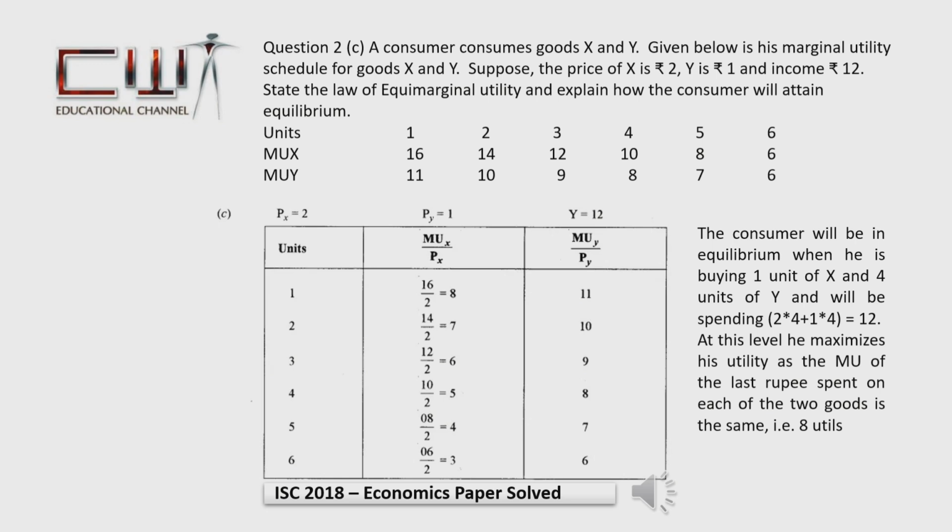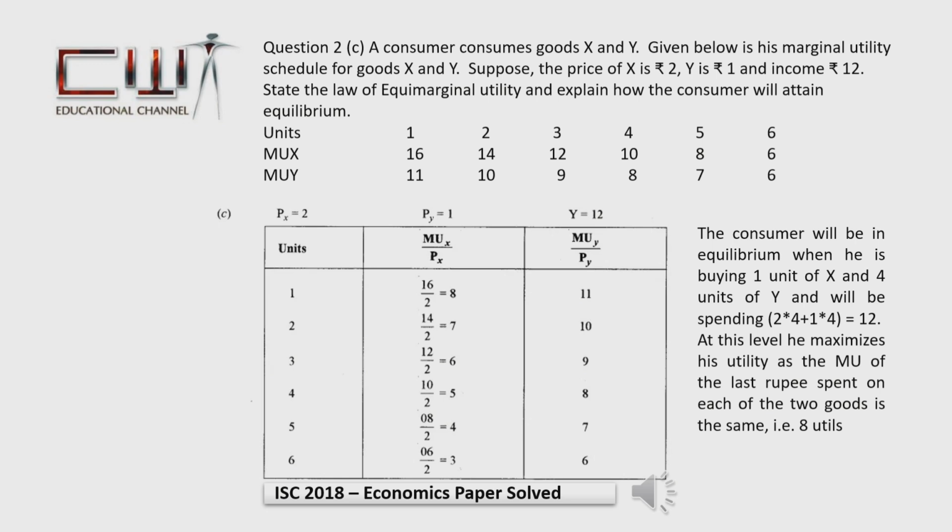Now we take the units from 1 to 6 in column 1. We equate the marginal utility of x with the price of x and the marginal utility of y with the price of y. So in the table at unit 1 we have 8 as the marginal utility equated with the price of x, and for y it is 11, and so on and so forth.